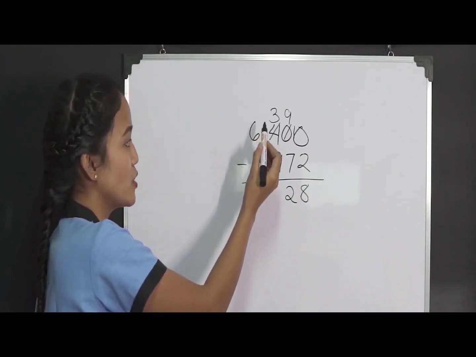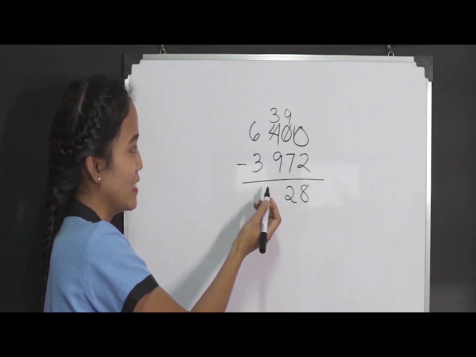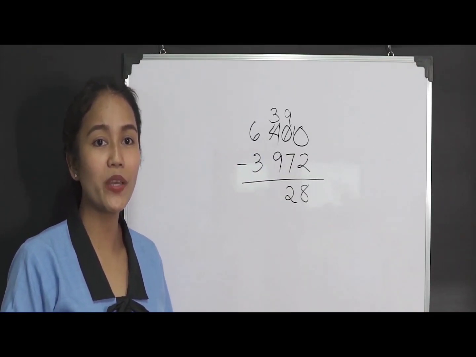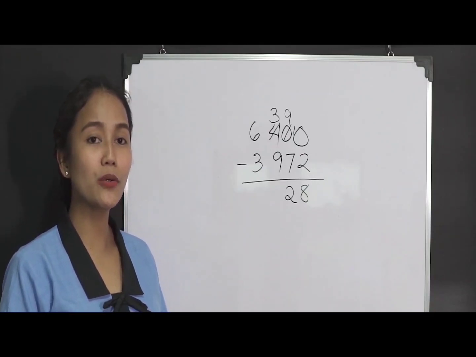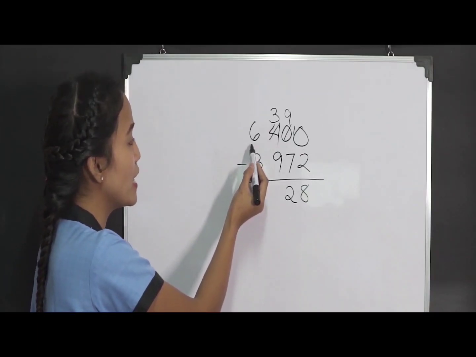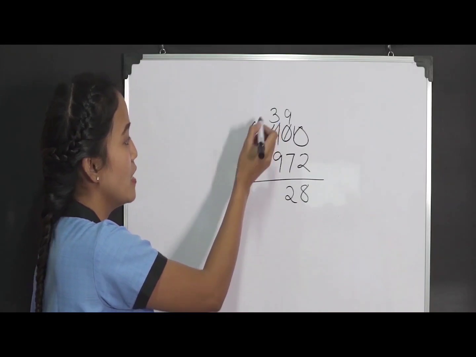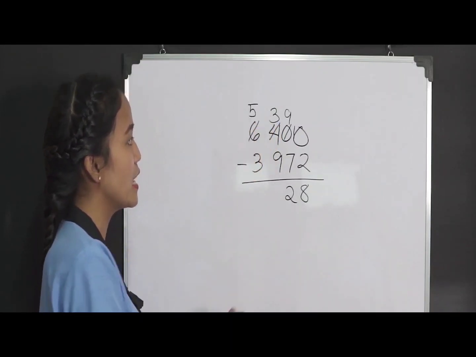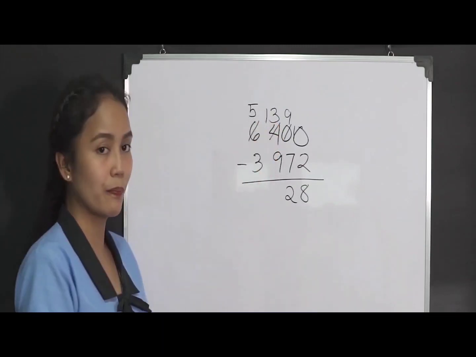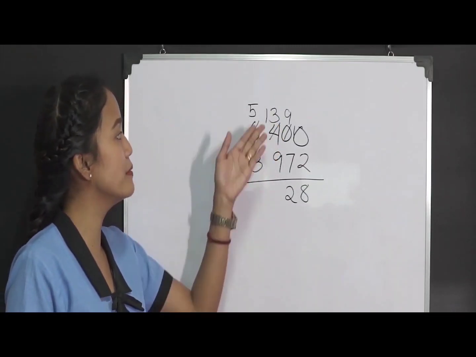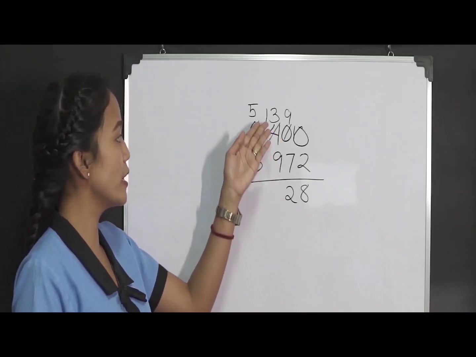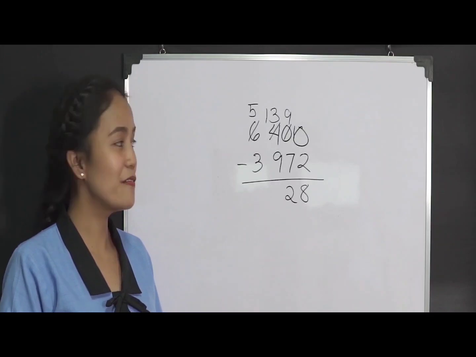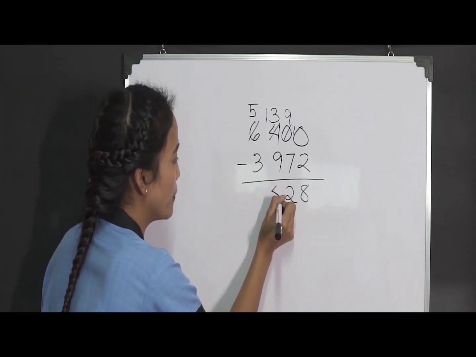Next is the hundreds column. 3 minus 9. Again, can we subtract 9 from 3? No, we cannot. So what we are going to do is to regroup 1,000 into 10 hundreds. So 6 will become 5. So write 5 above 6 and write 1 beside 3. So this shows that we now have 13 hundreds. 13 hundreds minus 9 hundreds is equal to? Very good. It is equal to 4.